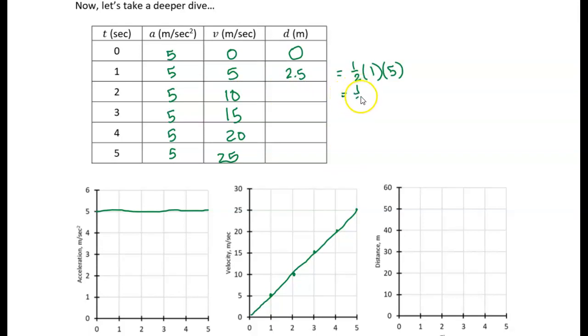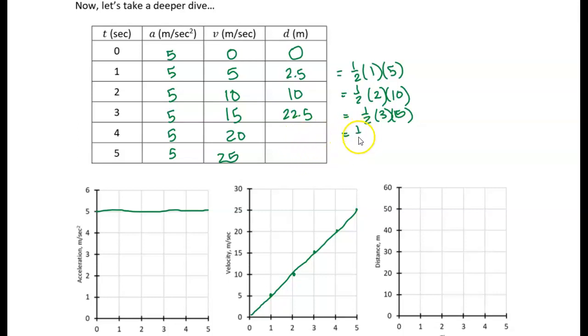After 2 seconds, I've got 1/2 times a base of 2 seconds, and I'm going 10 meters per second. So the total distance I've traveled at that point is 10 meters. And so on. I can just find the area under the curve at these different points. So after 3 seconds, I'm going 15 meters per second, and that gives me 22.5 meters is how far I've gone.